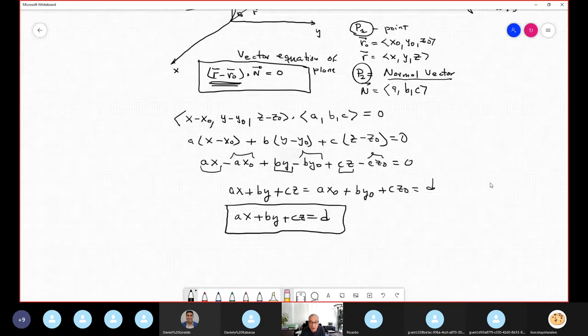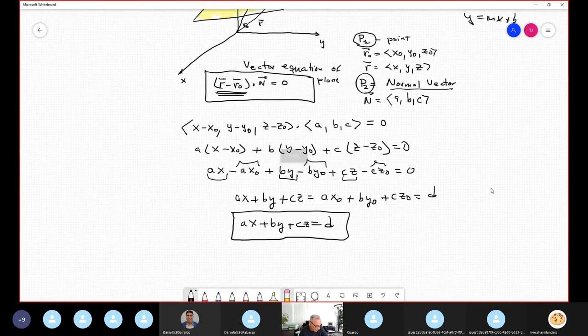But see, I summarize everything so far, and we have time. Okay, guys, line and plane. To define one line, we need one point and one direction vector. To define one plane, we need one point on the plane and a normal vector. This is the difference. Do you understand this or no?